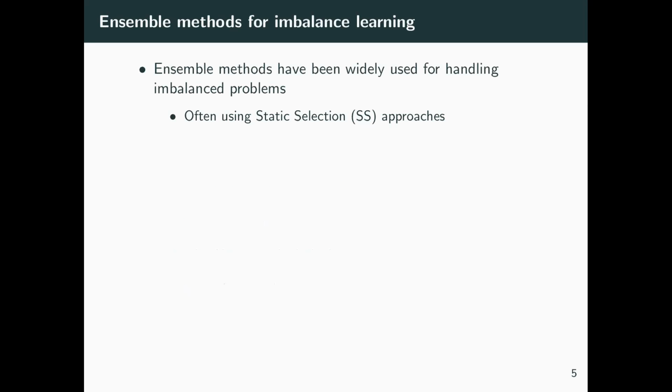So ensemble methods, as one of the categories, have been used a lot for dealing with imbalanced data. Usually with data level approaches, for instance, if you train each classifier with a rebalanced set of data that is different from each other, you can have varying classifiers that take into account the imbalance. Usually we use the static selection approaches. For instance, the RUSBoost technique, which is random undersampling with boosting, and other similar ones.